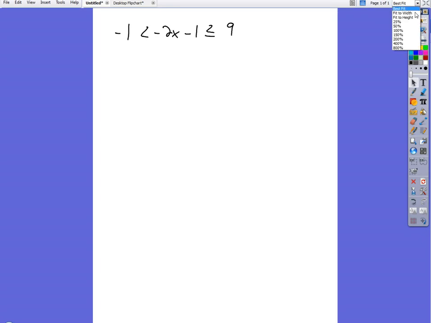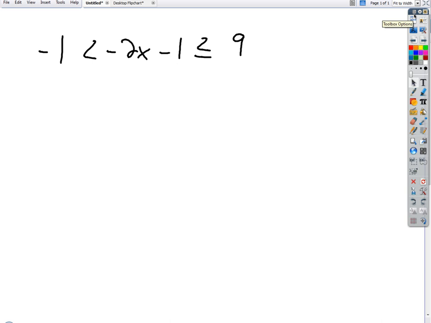Let's look at this guy. Okay? Now, what are the two steps I'm going to do here to get that x by itself? First, I'm going to add 1, and then I'm going to divide by negative 2. Agreed? Divide by negative 2, and then I get the x by itself. And that's my goal, right? When I'm solving for a variable, I'm isolating it. So let's do those two things.